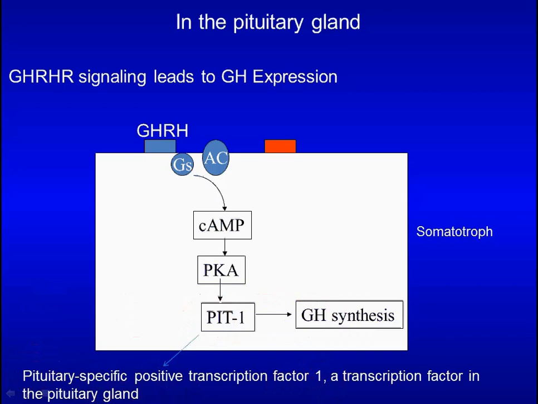Somatostatin binds somatostatin receptor on the same cell. It is also a G protein coupled receptor. Binding of somatostatin activates G-alpha I. G-alpha I inhibits growth hormone releasing hormone receptor cyclic AMP pathway, whereby somatostatin inhibits PIT1 activity.